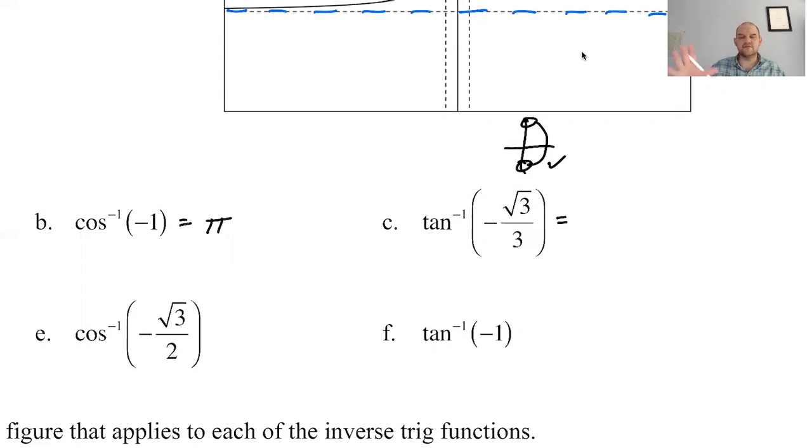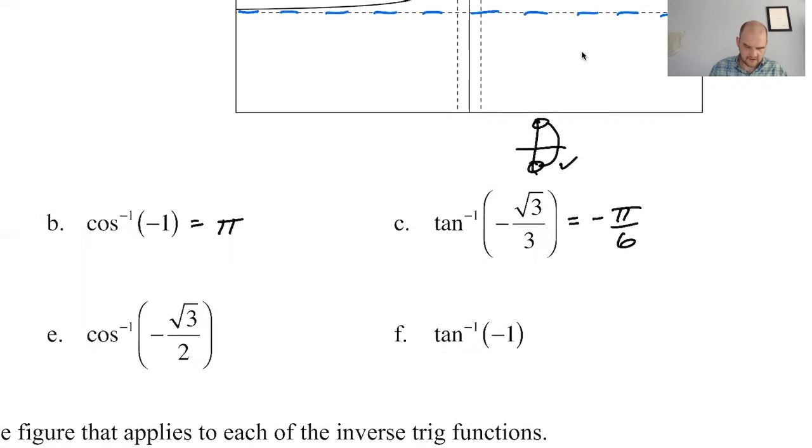I don't know what I said. There's a lot of 3's in this problem. It's a pi over 6 type angle in the 4th quadrant, but it has to be negative pi over 6. Done.